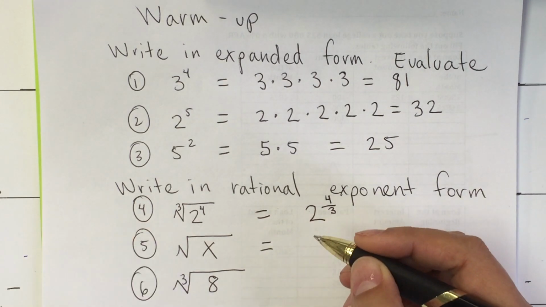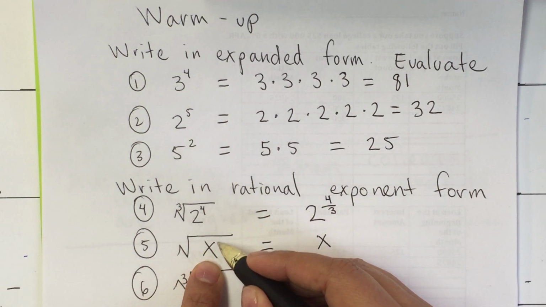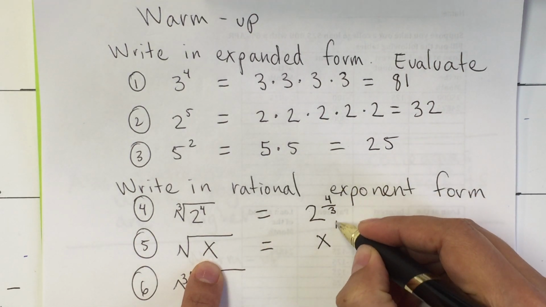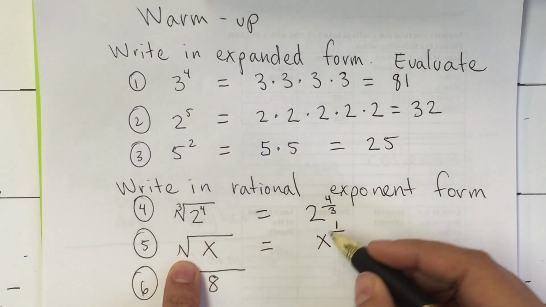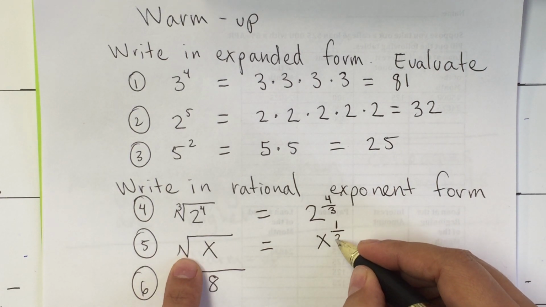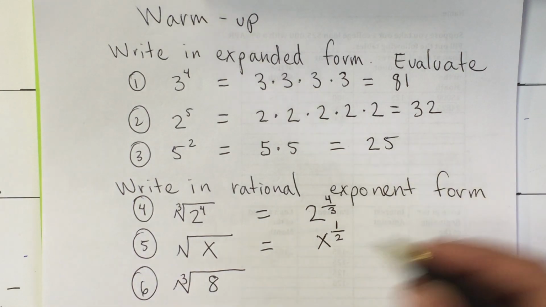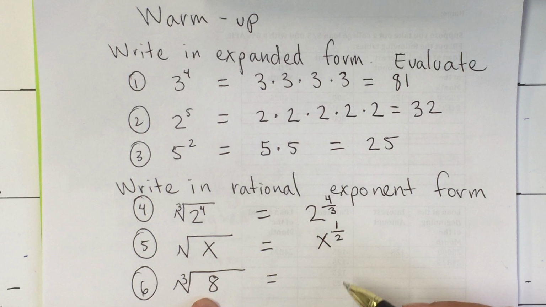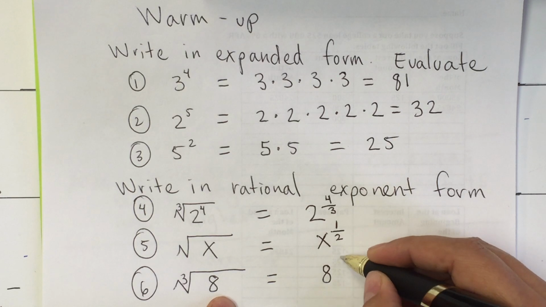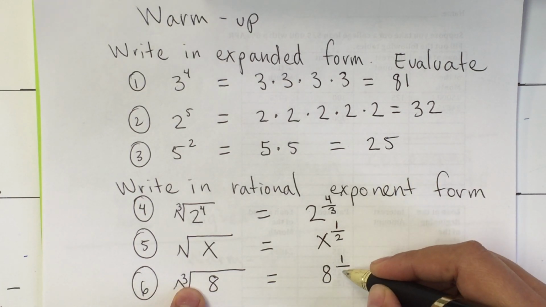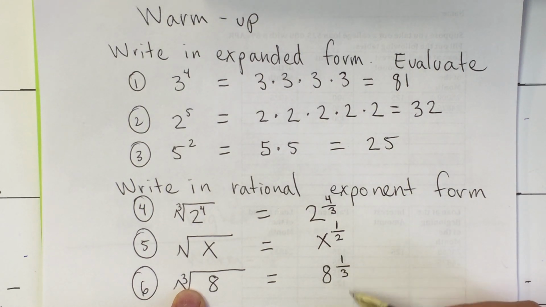Okay. The next one, again, we keep the same base. If we don't have an exponent, it means that it's a 1, so that goes in the numerator. And if we don't have an index, that means that it is a 2, and so it's going to be x to the 1/2. And finally, we have base 8, no exponent. That means that we have a 1 in the numerator, and the index 3 becomes the denominator. So it's 8 to the 1/3.